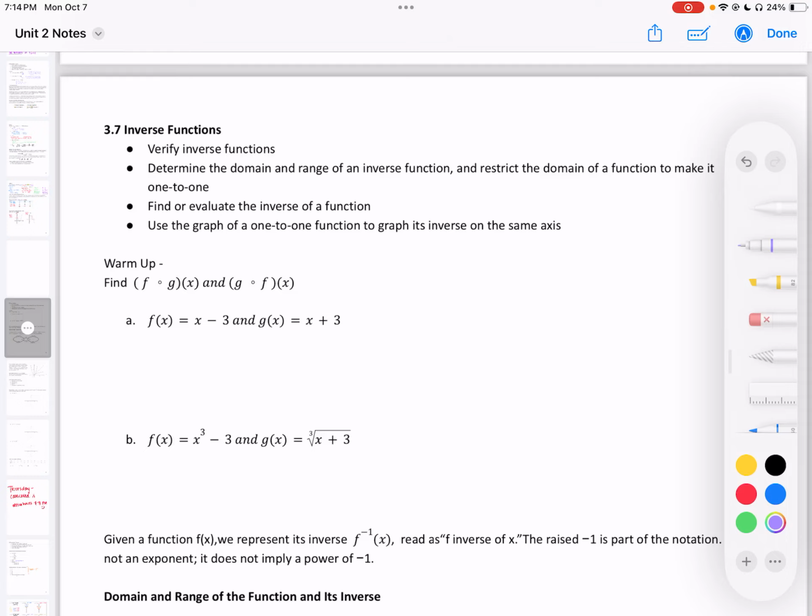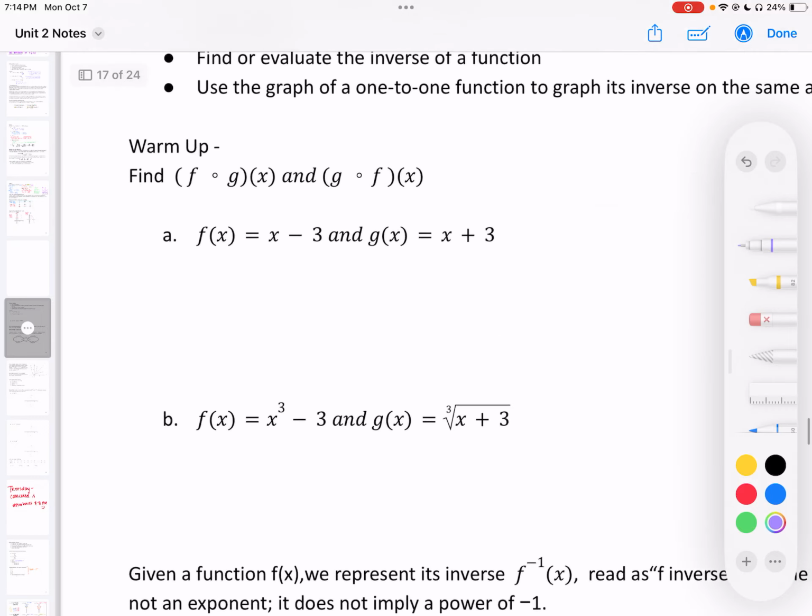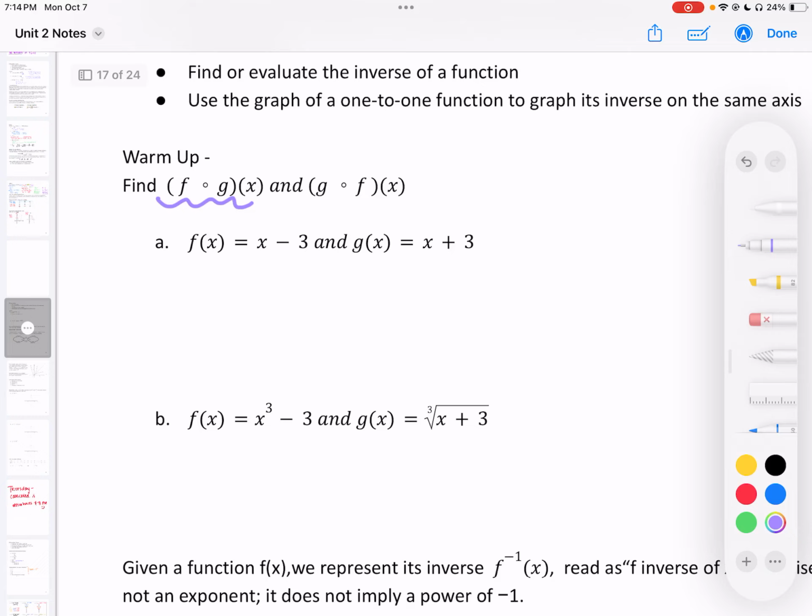The warm-up looks like a composition, which we covered previously. So I'm going to find f of g of x first. I'm going to plug my g of x equation into my f of x equation. So here we go. I'm going to end up with x.